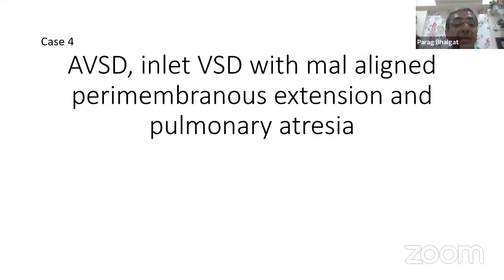Now this is a little tricky case. It's AVSD with inlet VSD with malalignment, perimembranous extension of the VSD, and pulmonary atresia. I'll discuss this case in a little detail. There are many things to learn from this case, and then I'll justify why I'm making this diagnosis.